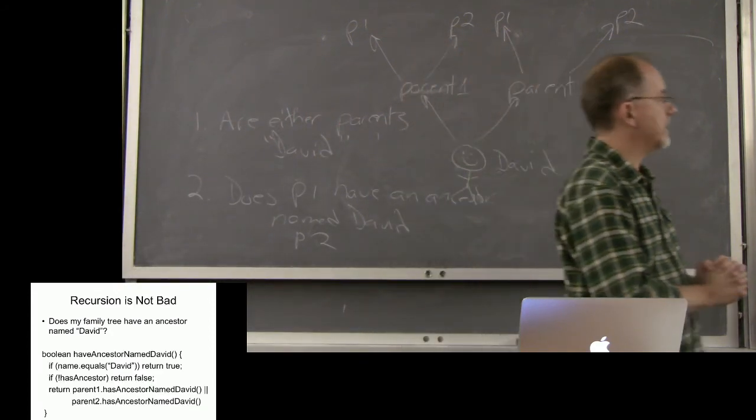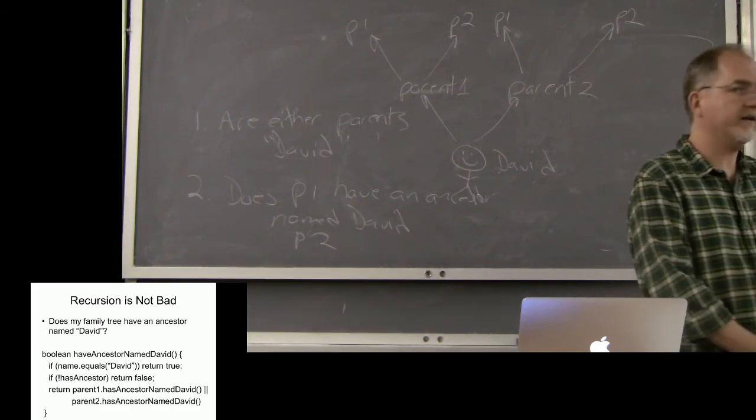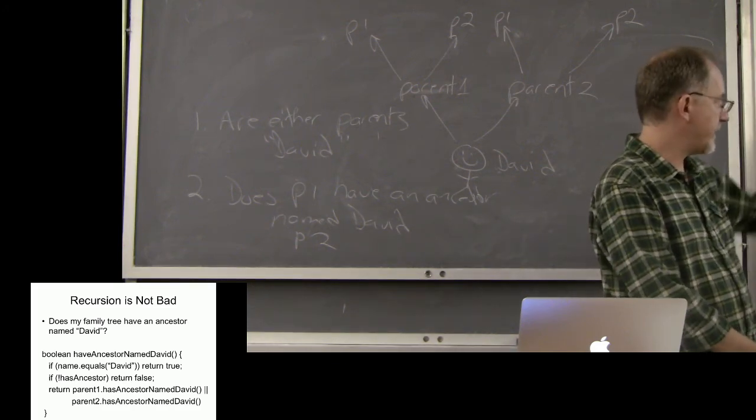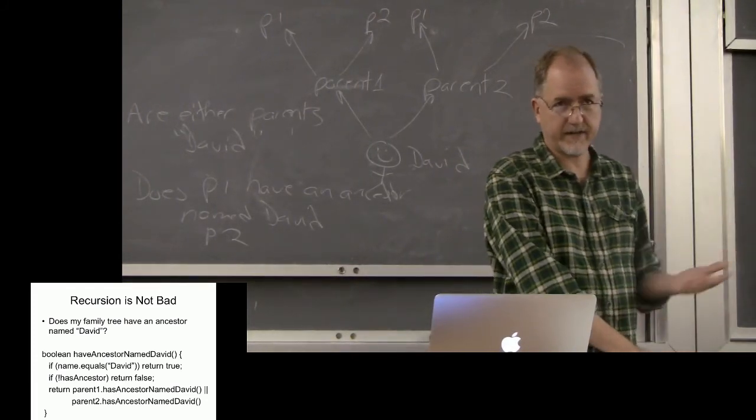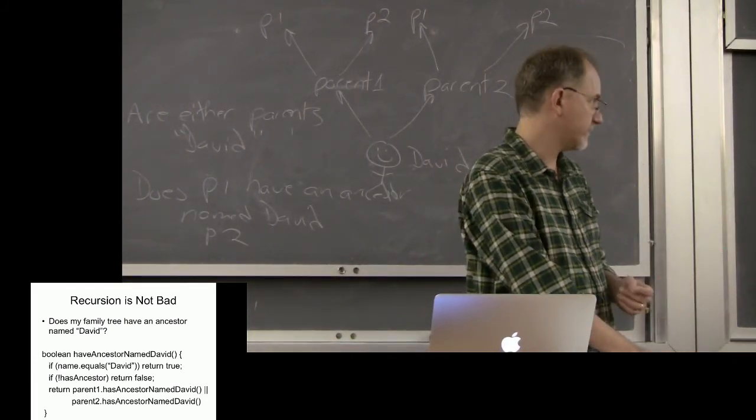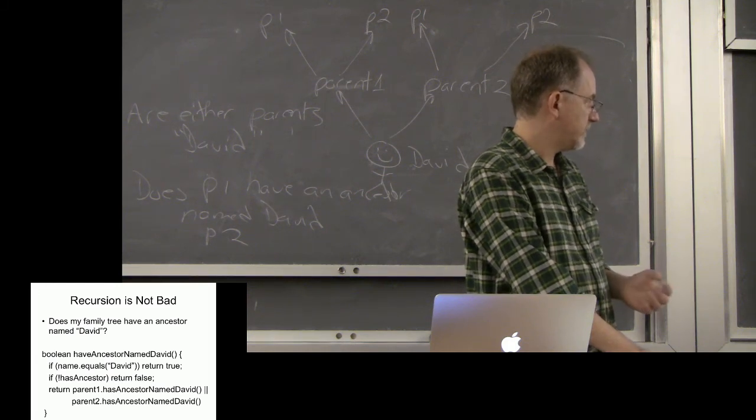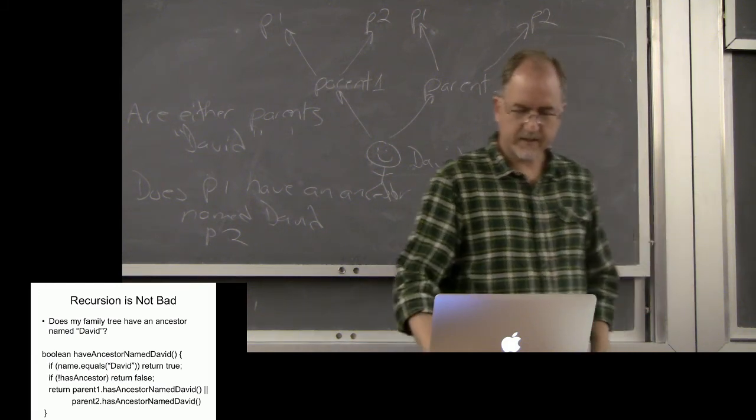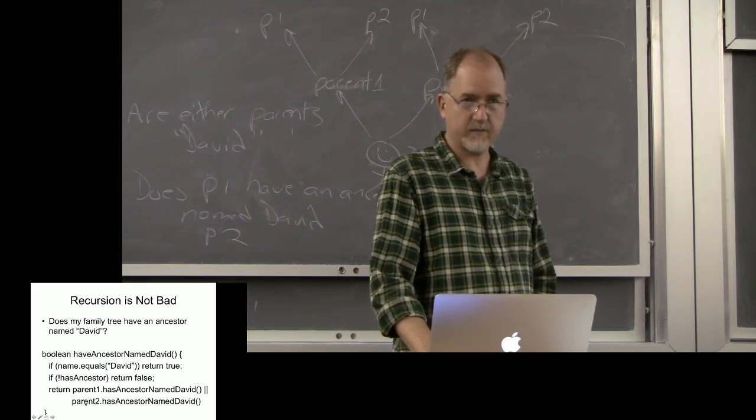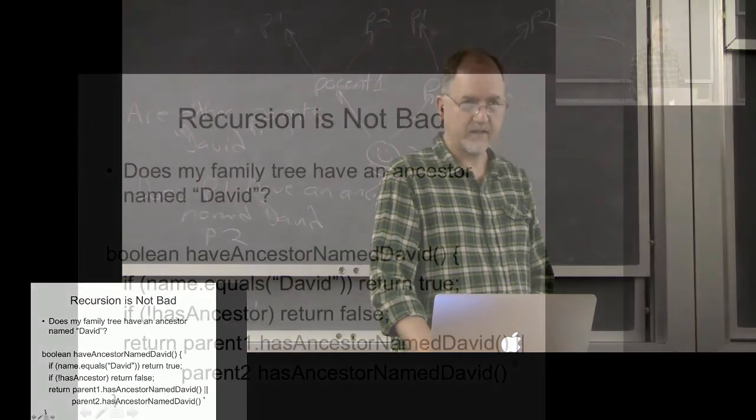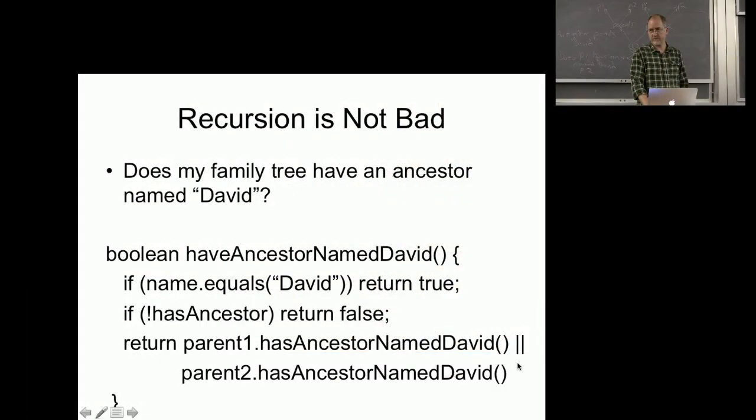Have ancestor named David. If name equals David, then I'm done. I've found it. It's true. If I don't have any ancestors, then it's false. Like if I don't have any parents, I can't have one named David. And then otherwise, ask whether parent 1 has an ancestor named David or parent 2 has an ancestor named David. And of course, the or is the important part, right? Both don't have to be true for me to have an ancestor named David. Only one side of the family needs a David in there for this to be true.